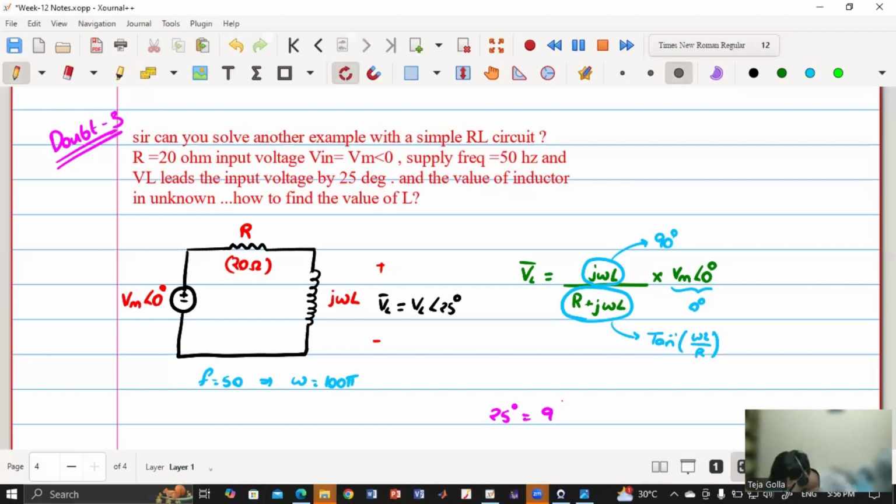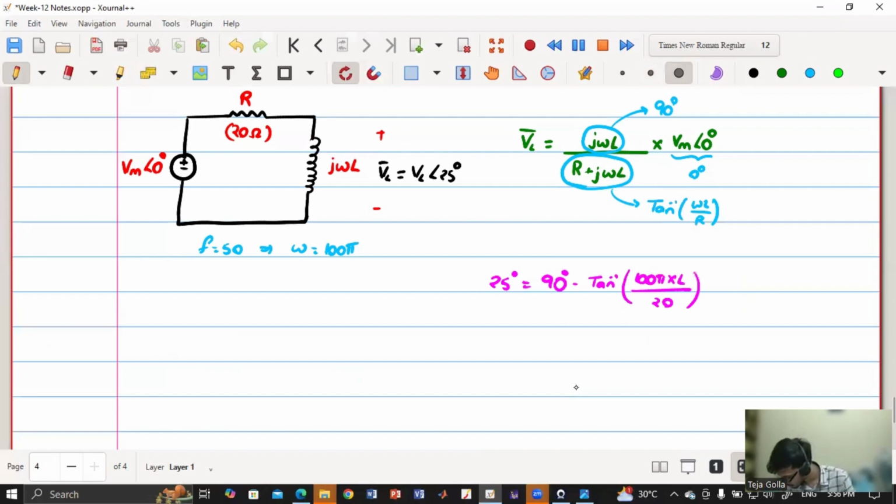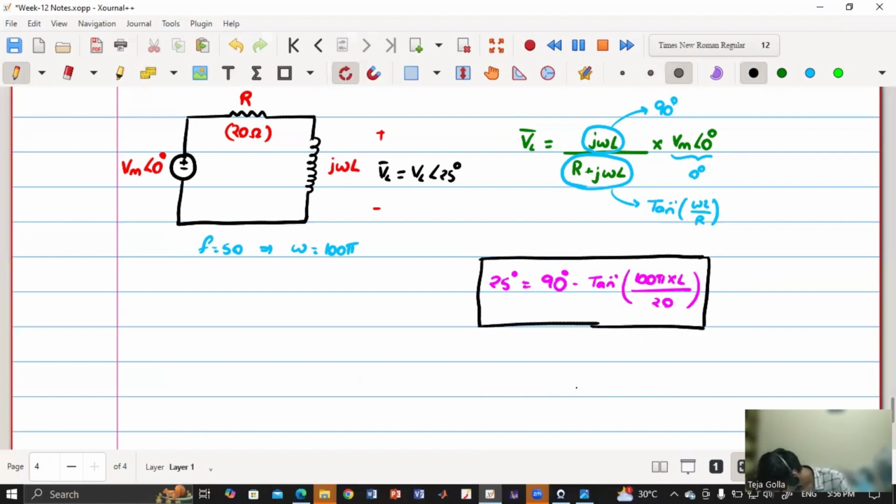Yeah. So 90 degrees minus tan inverse of omega L, which is 100 pi into L by, sorry, 100 pi into inductance by resistor is 20. So this you have to solve and you have to get the value of inductance. I'll not be solving, you can try and you can check. Okay.